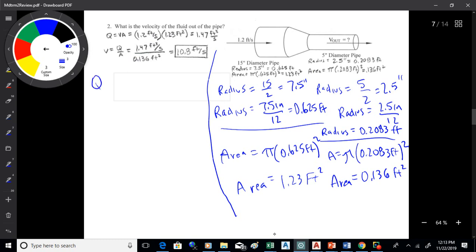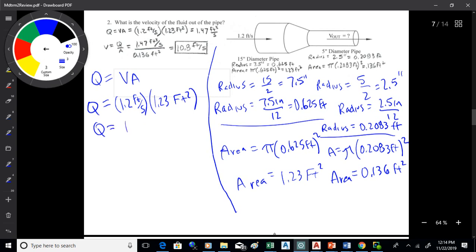Once you've got that, then you want to go Q equals VA. To find the flow rate, you take the velocity, which is given as 1.2 feet per second, and multiply it by the area, 1.23 square feet. What you get is the flow rate going through the whole system, and that's 1.47 cubic feet per second. So every second there's 1.47 cubic feet coming into that system, and we would assume that's what's coming out also.